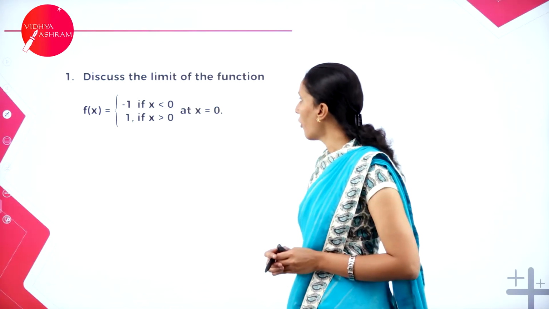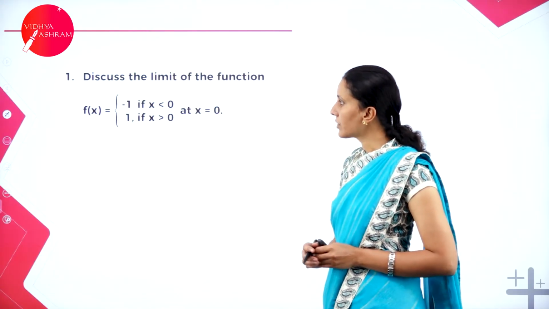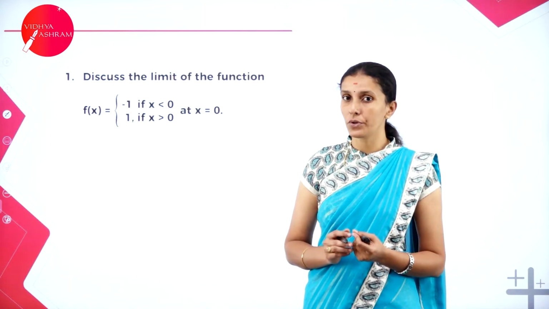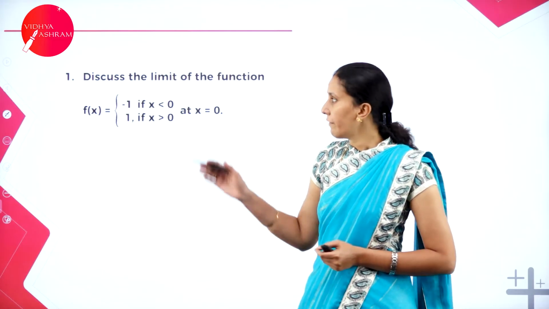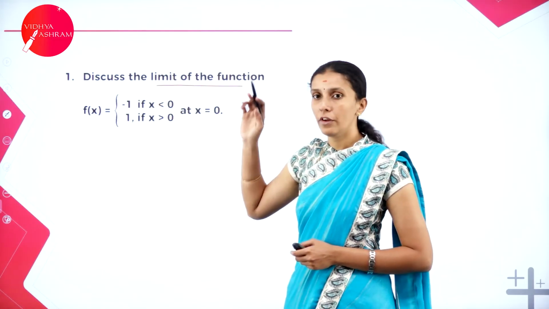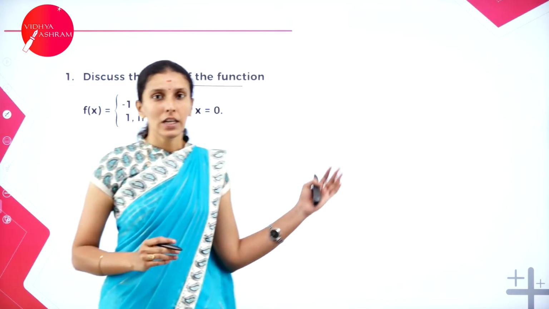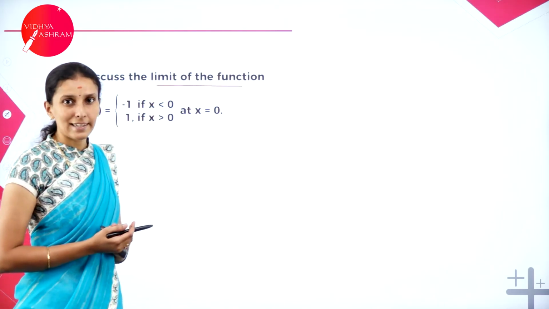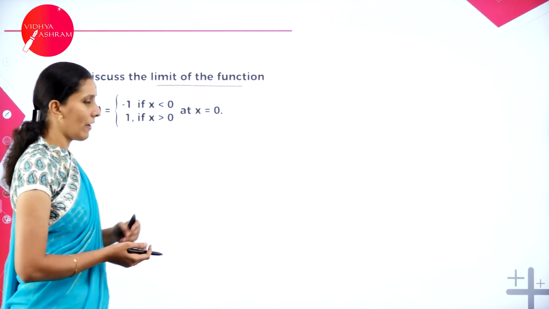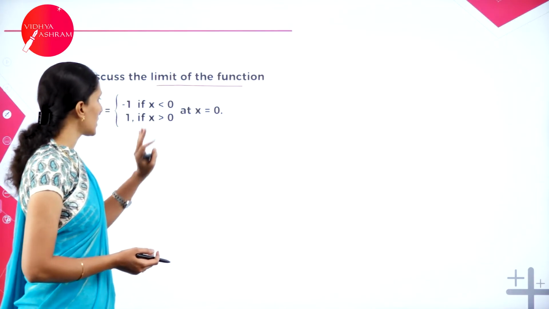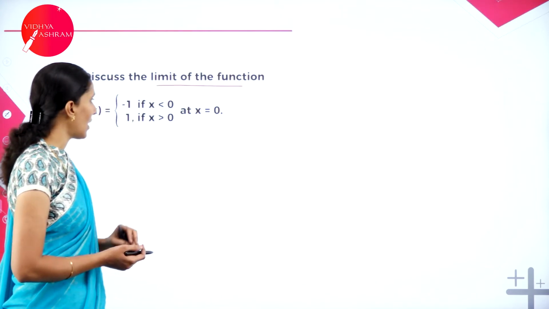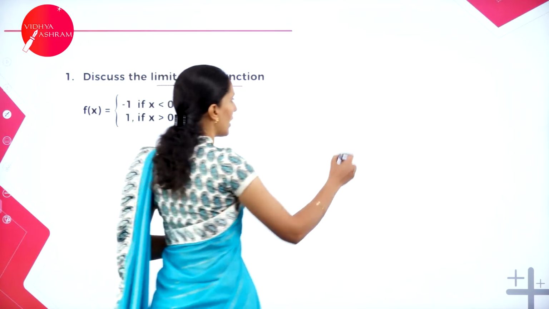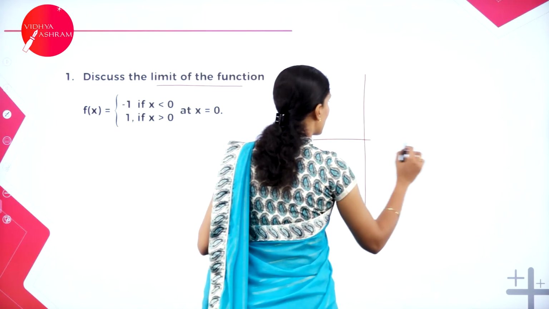Discuss the function f(x) = -1 when x is less than 0 and 1 if x is greater than 0, at x equals 0. We have to discuss whether the limit of the function exists or not. So let us draw the graph. For all values x less than 0, f(x) takes the value -1. For all values greater than 0, f(x) takes the value 1, and it is not defined at x equals 0. So the graph of this function will be like this.